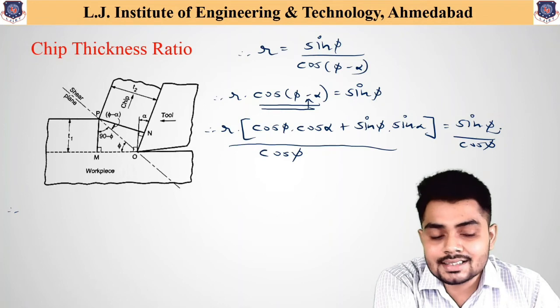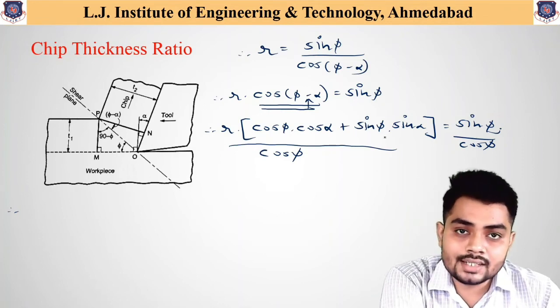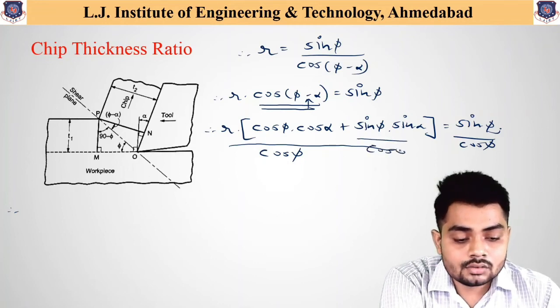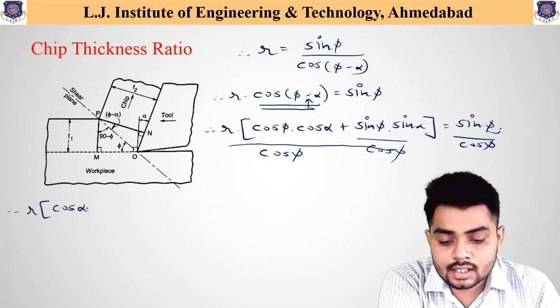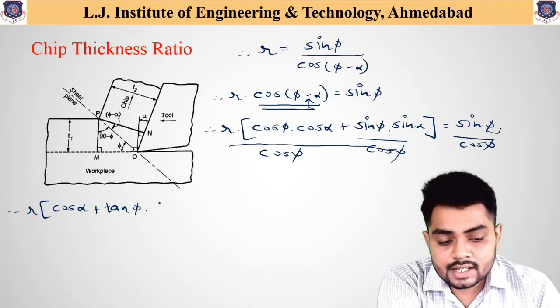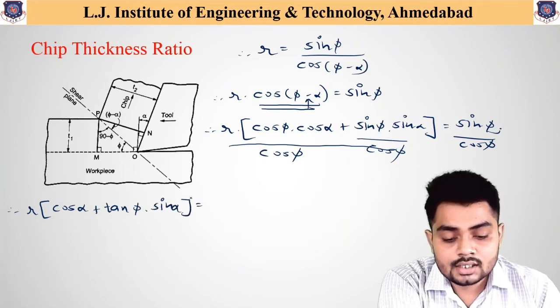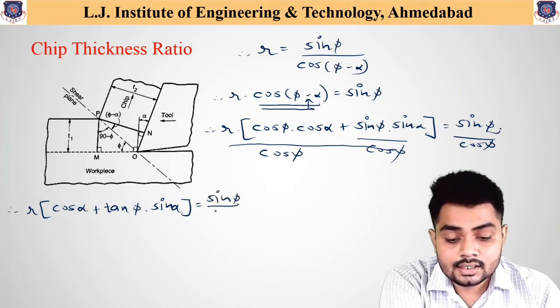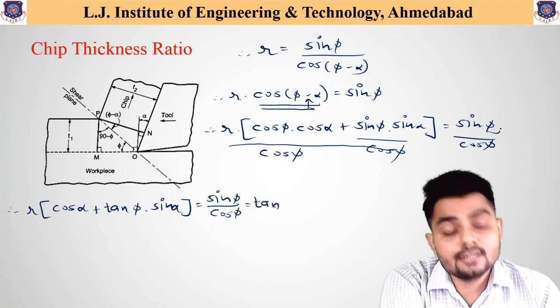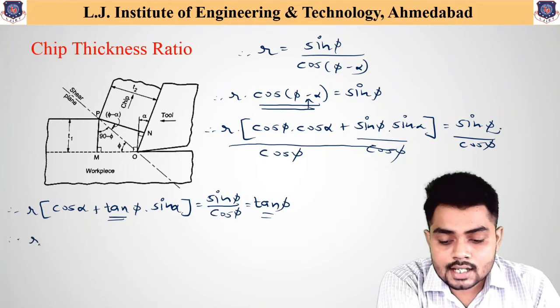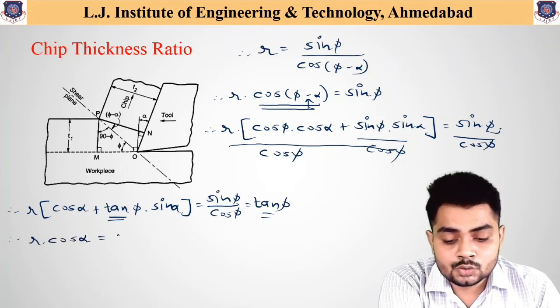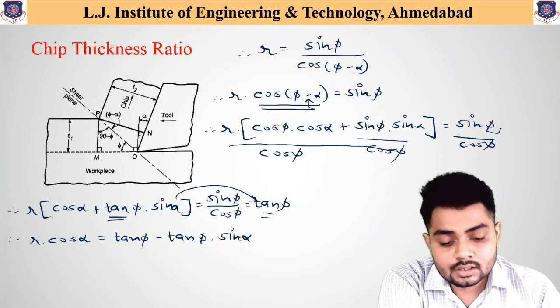So dividing both sides by cos phi, you can see that this cos phi can be cancelled out. Similarly, on the other side, sin phi divided by cos phi results into tan phi. So modifying that equation, we can write r cos alpha plus tan phi into sin alpha, that is equal to sin phi divided by cos phi, which is nothing but tan phi. So writing the tan phi terms on one side, we can write r cos alpha equal to tan phi minus tan phi sin alpha into r.